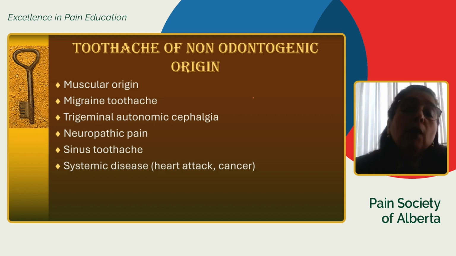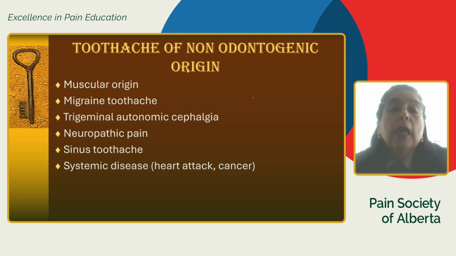It could be also a migraine. So for any of you suffering from migraine headaches, you can have a migraine toothache. It could be another type of headache called trigeminal autonomic cephalgia because they have autonomic features. They have rhinorrhea, tearing, redness. They're very, very uncommon, and having a trigeminal autonomic cephalgia toothache is even more rare. I have never had one in my practice, but it's very well documented in research.